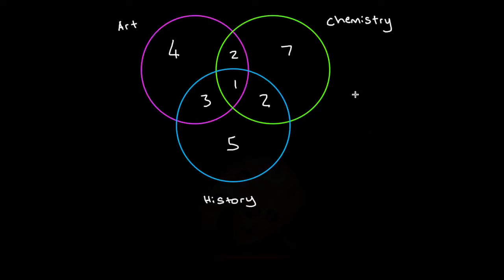So we can do the same thing for Venn diagrams with 3 circles instead of 2. So here we've got a diagram that represents what subjects people like in a class. So 7 people only like chemistry and neither art nor history. Right, and we can see that because it's only part of this green circle and not part of either the purple circle or blue circle. 2 people like both art and chemistry, but not history, right? Because it's part of both this purple circle and green circle, but not the blue one. And 1 person likes all 3, right? Because it's part of all 3 circles.